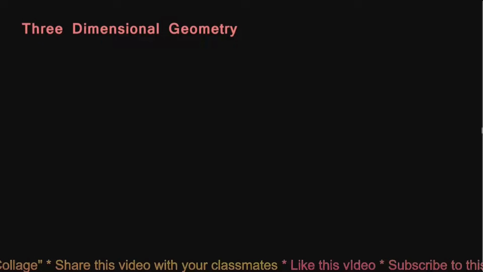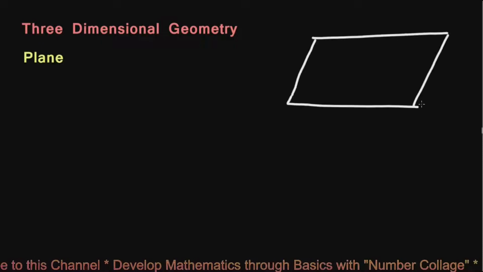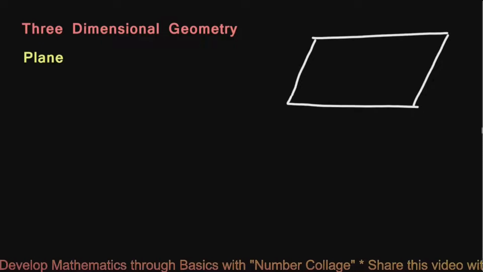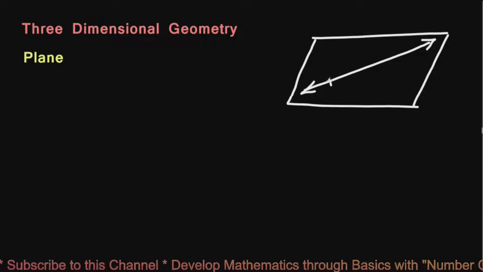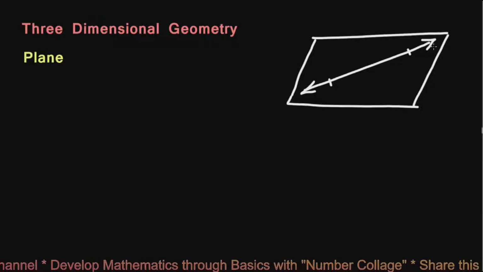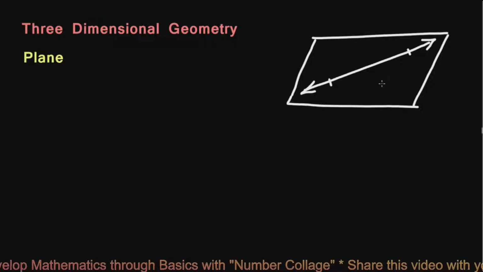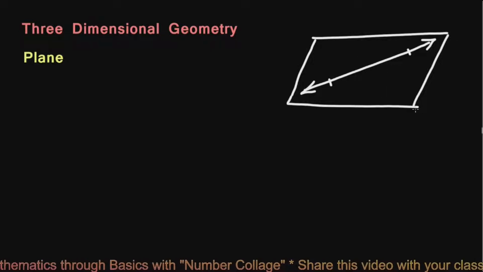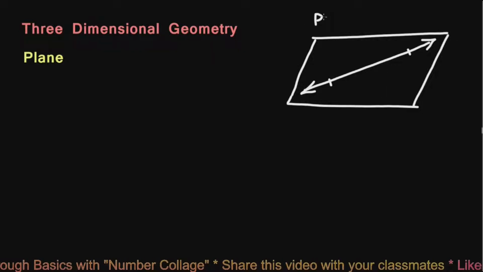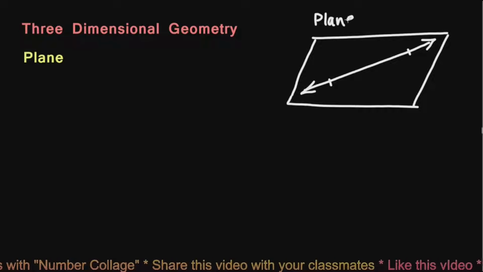In this series of three-dimensional geometry, today we are going to discuss plane. A plane is any surface in which, if we take any 2 points, then the line joining these 2 points entirely lies within that surface. Such a surface is called a plane.